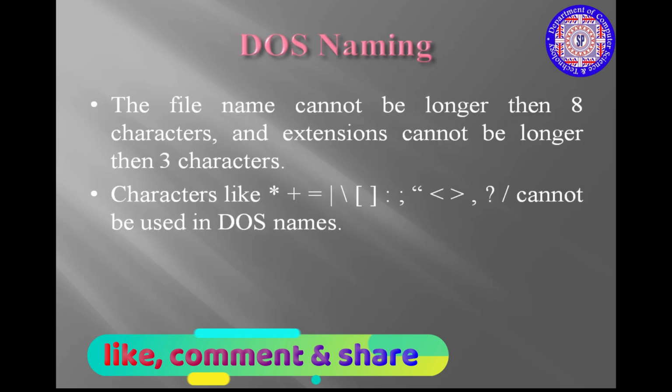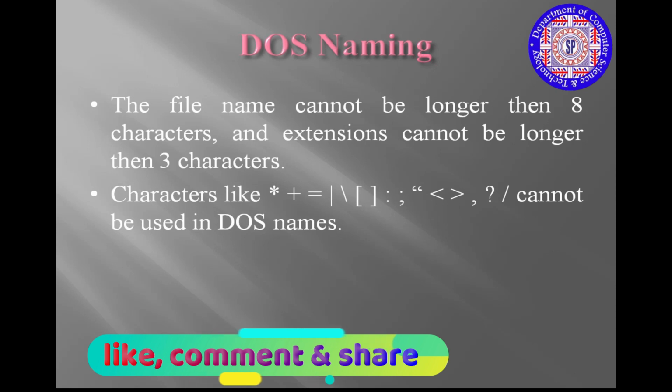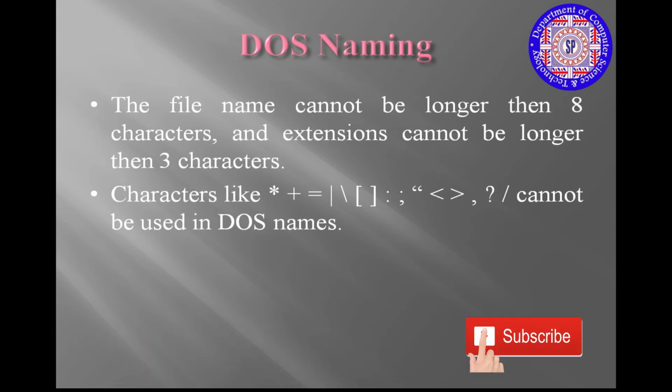Now next comes DOS naming. There are some rules for specifying names. The first condition is that the file name cannot be longer than 8 characters and the extension cannot be longer than 3 characters. Whatever name you want to give, it should not be more than 8 characters, and the extension should not go beyond 3 characters. This is the first condition.